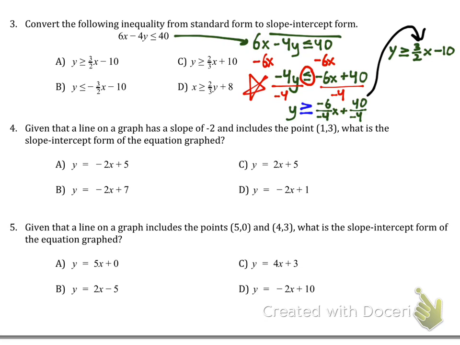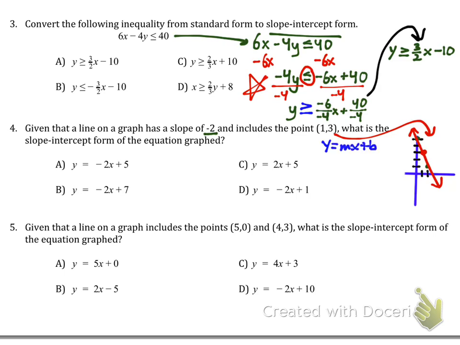All right, given that a line on a graph has a slope of negative 2 and it includes the point 1, 3, what is the slope-intercept form of the equation graphed? You could graph this. I'm going to graph 1, 3. I know what a slope of negative 2 does. It means when you take one step right, you go down 2. That means when you take one step left, you go up 2. So you could look at that line and figure out we know the slope, we know the y-intercept, and write down the slope-intercept form equation. But I'm going to show you how to do it the other way too.